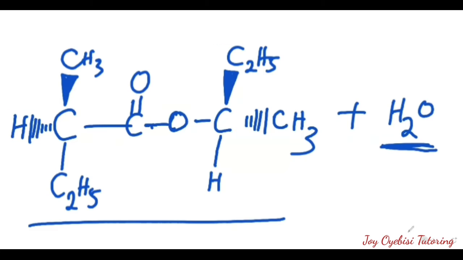Now let's look at this product. We have this carbon here, which has 4 different groups, and this carbon here, which also has 4 different groups. So the product that was formed now contains 2 chiral centers, and this product is optically active. So an optically active carboxylic acid, when combined with an optically active alcohol, is going to give you an optically active ester. Now let's look at the mechanism.